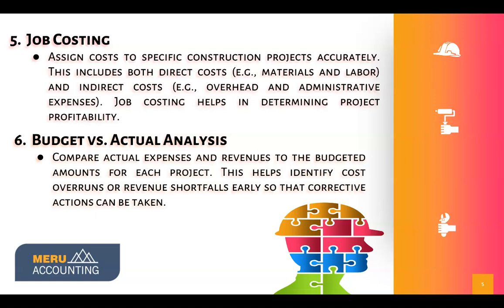Budget versus actual analysis. Budget versus actual analysis involves comparing actual project expenses and revenue to budgeted amounts. This proactive approach identifies cost overruns or revenue shortfalls early, enabling timely corrective actions. By analyzing budget variances, businesses ensure financial accountability, optimize resource allocation, and enhance project profitability in the architecture and construction industry.